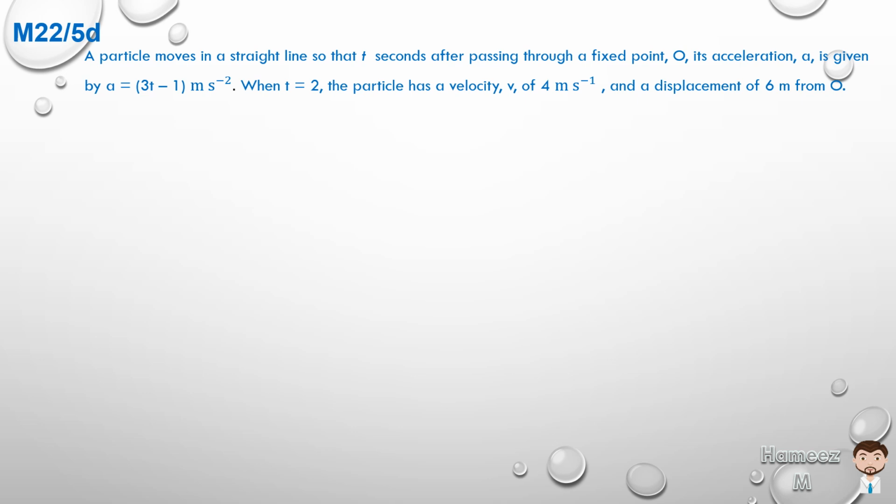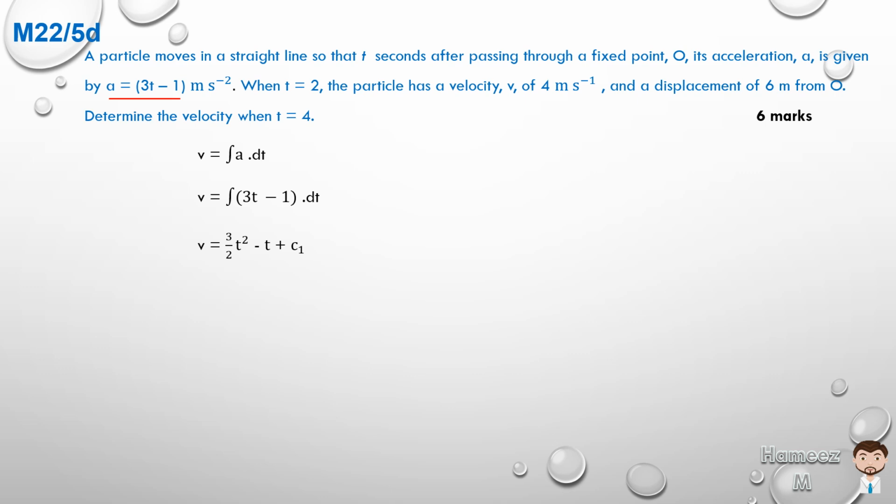So they're giving us some values to work with. Determine the velocity when t is equal to 4. So how do we find velocity? From the formula given, velocity is equal to the integral of a dt. And we know a is given above. So we can substitute v is equal to the integral of 3t minus 1 dt, which is v is equal to 3 on 2 t squared minus t plus c1, constant of integration.